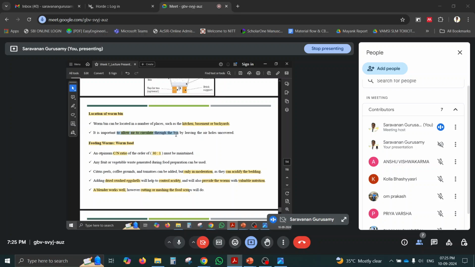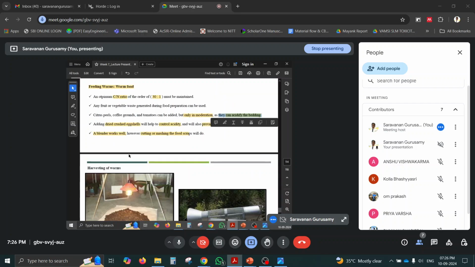Okay, and then feeding worms, the C/N ratio should be 30:1, same as composting. And whenever you need to control acidity, you can add eggshells. Eggshells will provide valuable nutrients, and also they will regulate the acidity of the compost. And whenever you are adding citrus peels, coffee grounds and tomatoes, it will reduce the pH of the waste, and it will create acidity in the bedding media. So proper blending and chopping of the food waste is required before putting it into the vermicompost bed.